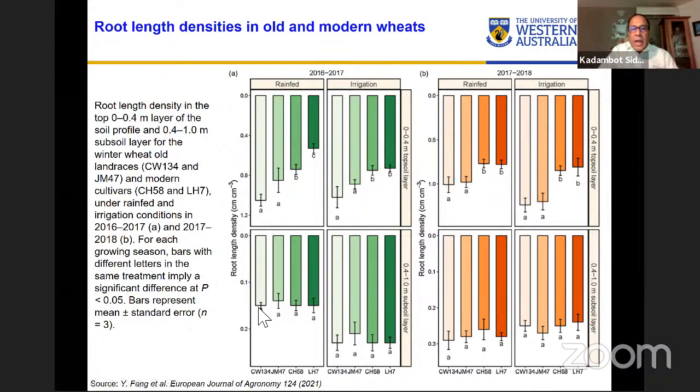Whereas if you look at the 0.4 to 1 meter, you can see they maintained that root system well. This way they were able to take up water and nutrients, water in particular, from the deeper layers, and in that way better nitrogen use as well. So that paper is published in the European Journal of Agronomy.